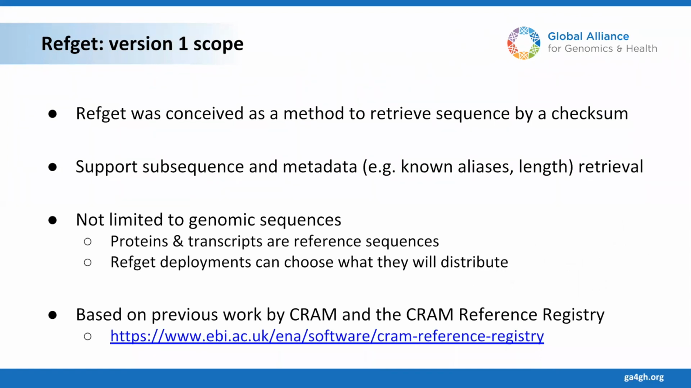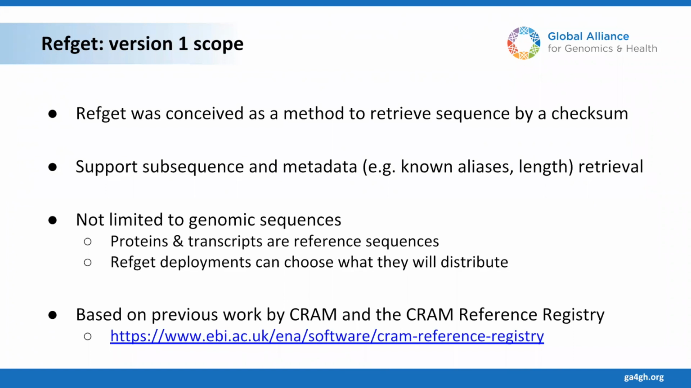We also wanted to support a certain amount of metadata concerning a checksum. These are things such as length, known aliases, is the sequence circular, that kind of information. So very basic information about the sequence, but potentially important to know. We also felt that the API shouldn't be limited to genomic sequence, and we felt very strongly that Refget deployments could choose what they will distribute.